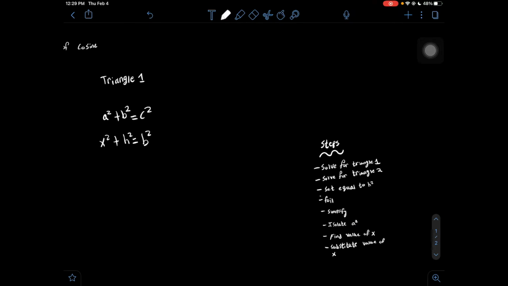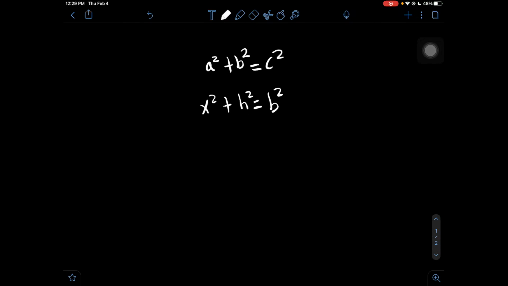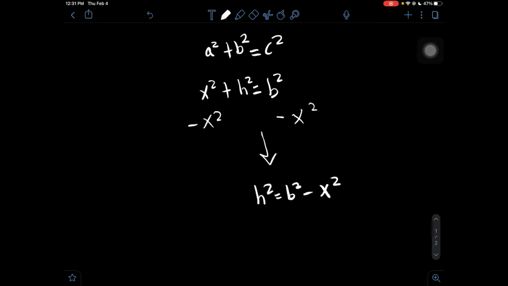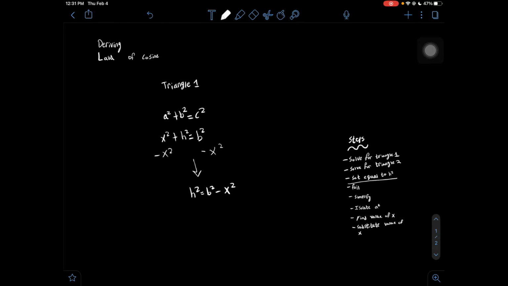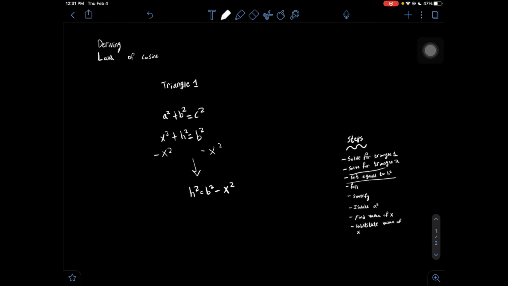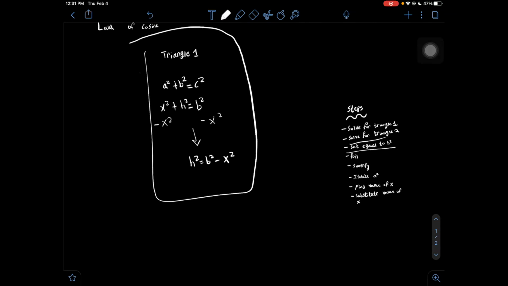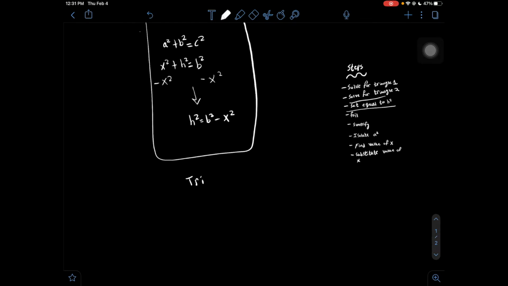We want to now set it to h squared. So we're going to subtract x squared from both sides, which leaves us with h squared equals b squared minus x squared. So now that we have h squared equals b squared minus x squared, we're then going to go to triangle 2. So this is all triangle 1. Now let's go ahead and do triangle number 2.